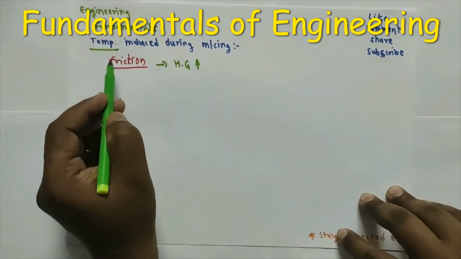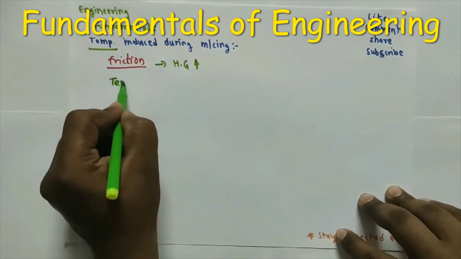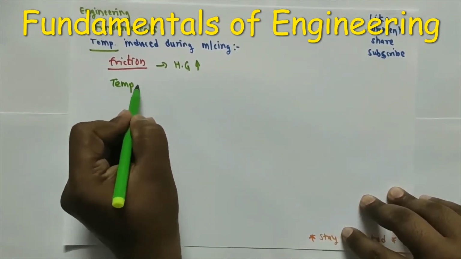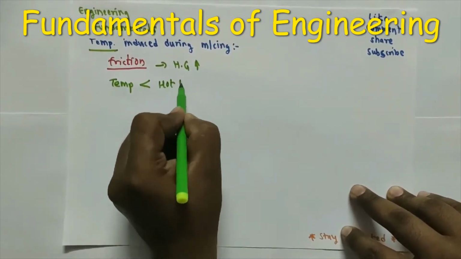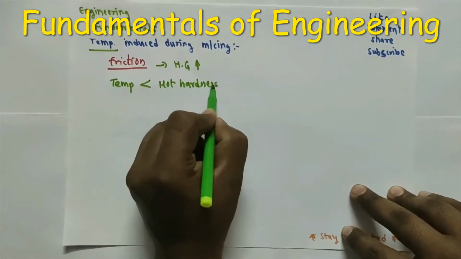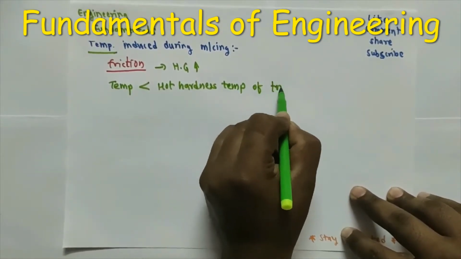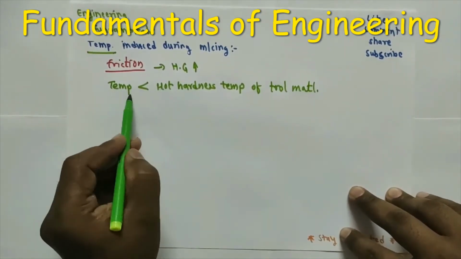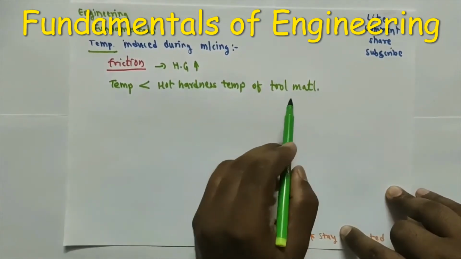The temperature which is generated in machining should be less than the hot hardness temperature of the tool material. The temperature which is induced during machining should be less than the hot hardness temperature of a tool material.